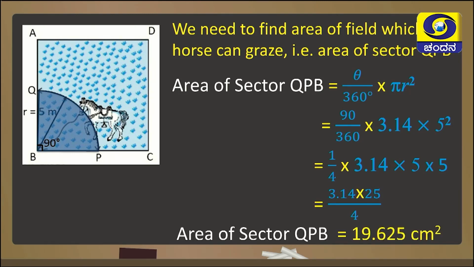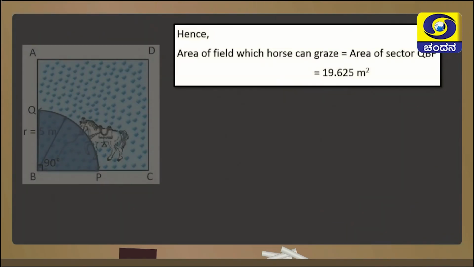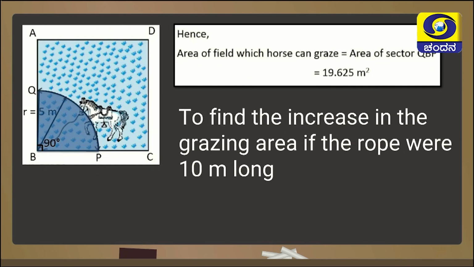Area of sector QPB equals 19.625 centimeter square, children. Now you know the area of the field which the horse can graze when the rope length is 5 meter. Now we have to find the increase in the grazing area if the rope were 10 meter long. Already you know the area of the field which the horse can graze when it is 5 meter, it is 19.625 meter square. So, how to find this?